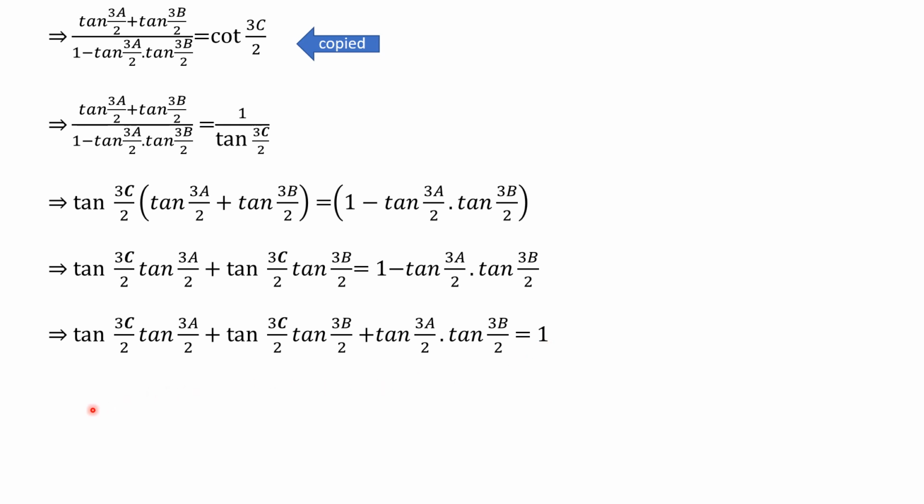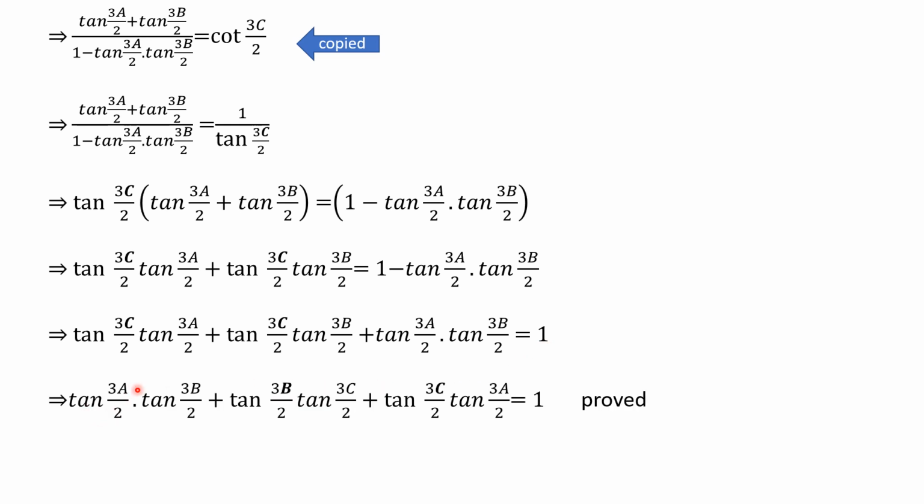Now we will do some arrangement to get tan 3A by 2 into tan 3B by 2 plus tan 3B by 2 into tan 3C by 2 plus tan 3C by 2 into tan 3A by 2 equal to 1, which is our required thing to be proved. Hence proved. I hope this is clear. There was no need to arrange this line in this form, but since our question has demanded in this form, so we have just arranged. Otherwise it does not make any sense to arrange.